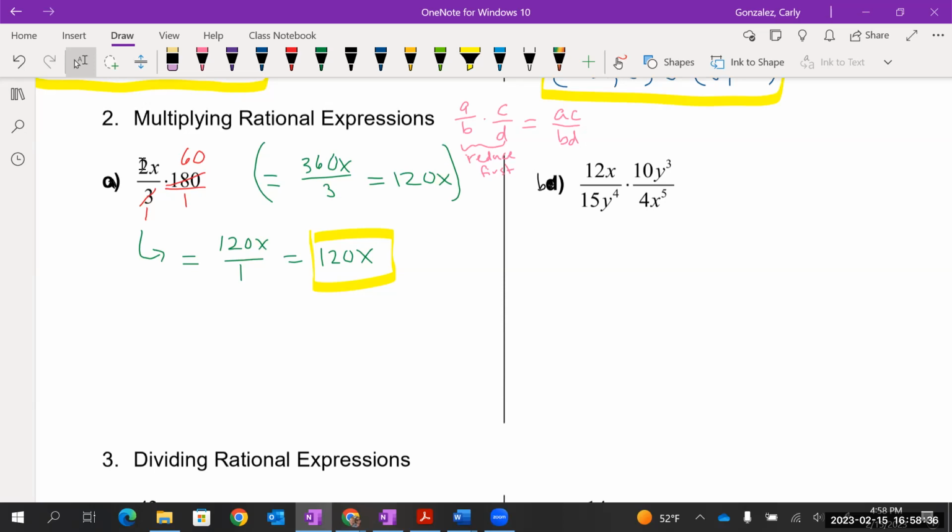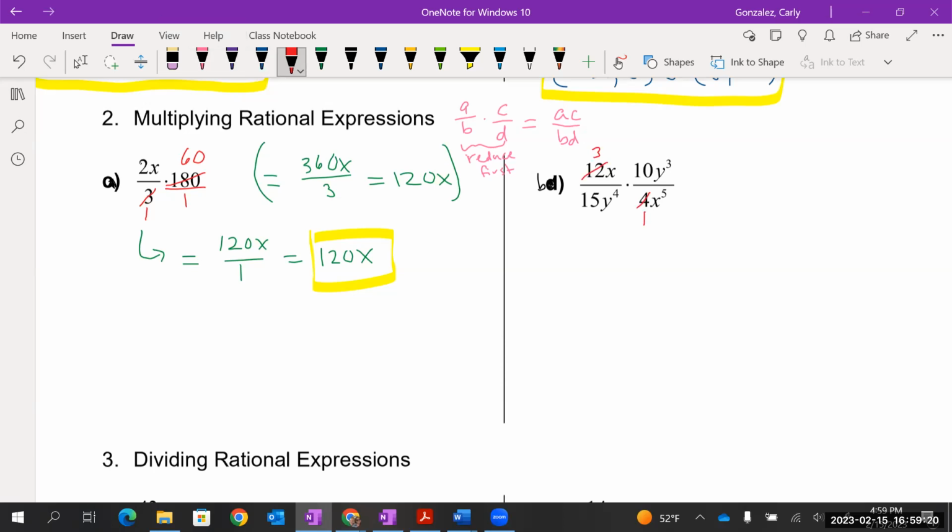So now let's go ahead for part B. 12x over 15y to the fourth times 10y cubed over 4x to the fifth power. I will take this one step at a time. First, I'm going to reduce the numbers. So notice that 12 and 4 can both be reduced by 4. So I will divide each of them by 4. 12 divided by 4 is 3, and 4 divided by 4 is 1.